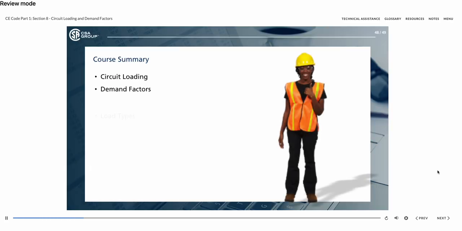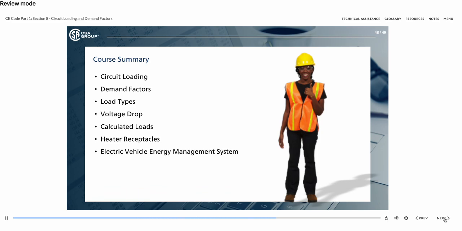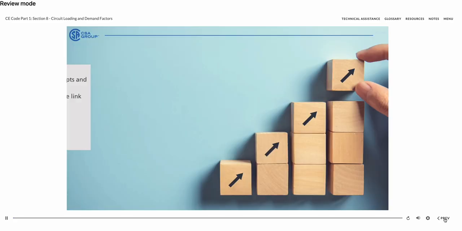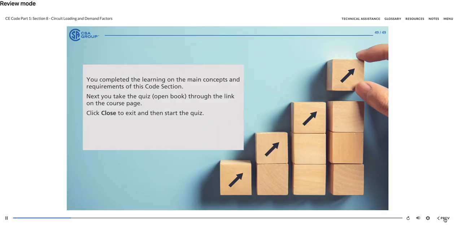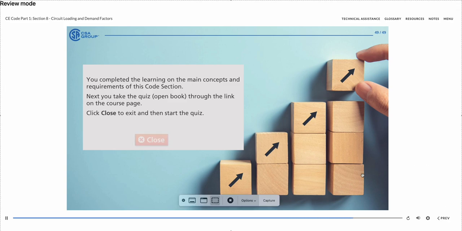You covered a lot in this course. This summary helps you to recall the main concepts and requirements of this code section. You have now completed the learning on the main concepts and requirements of this code section. Next, you will take the open book quiz through the link on the course page. Click Close to exit, and then start the quiz.